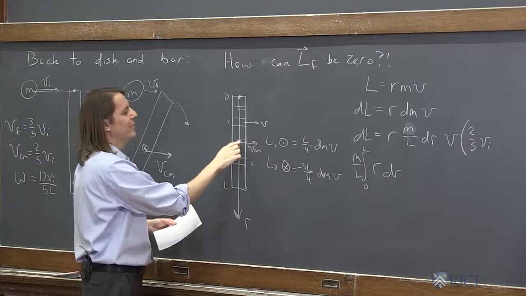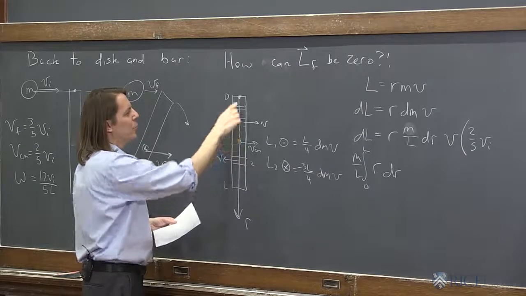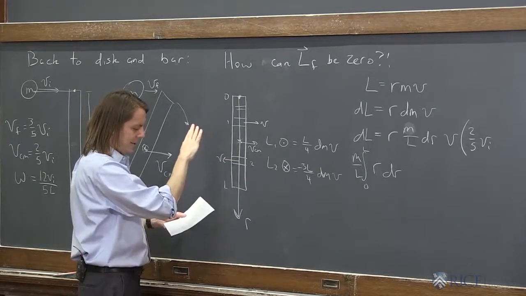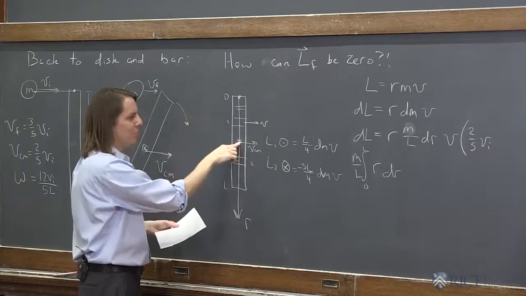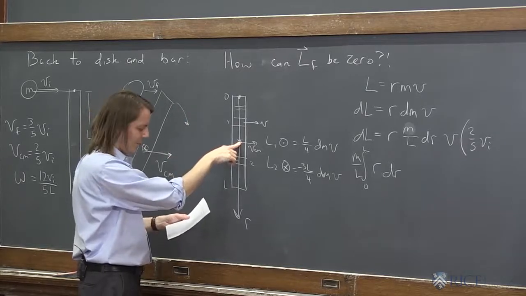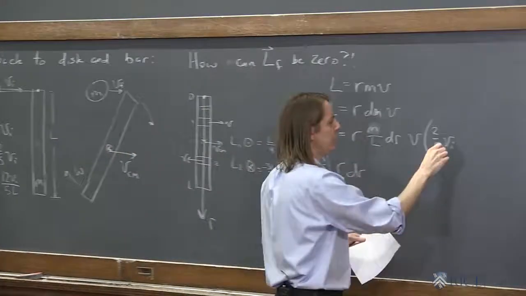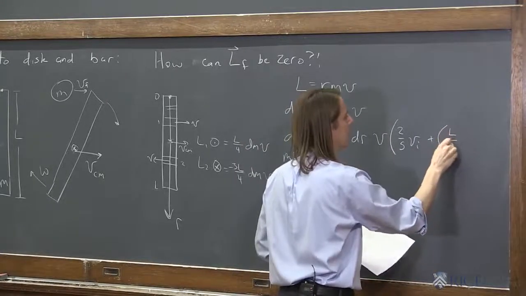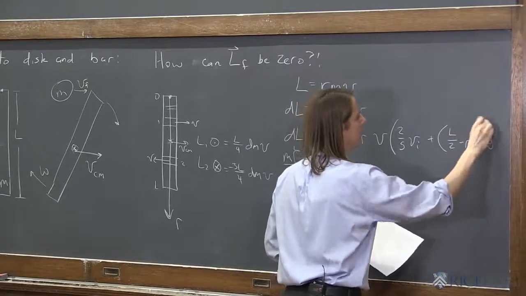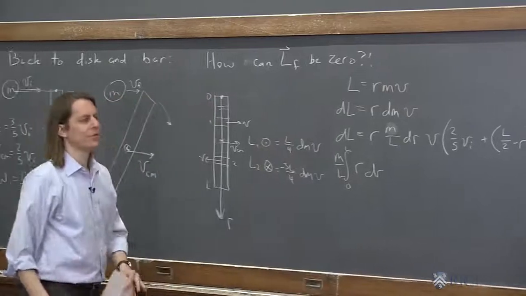It's the distance from the center of rotation. So wherever you are, that is L over 2 minus r. So you would add the velocity L over 2 minus r times omega. Let's convince ourselves that's correct.